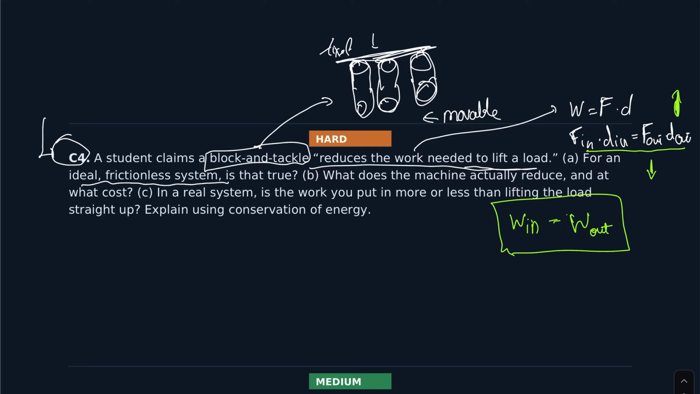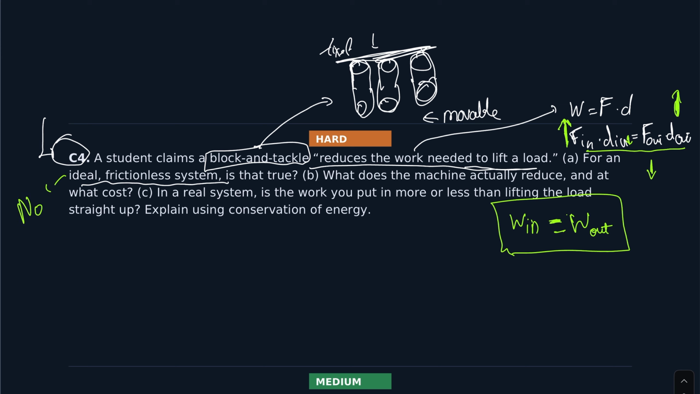You're doing the same amount of work either way. It's just that instead of exerting a large amount of force, you're just pulling it a large amount of distance, which trades that for force here. Okay? Then over here, the machine would increase the force and reduce the distance. So the work in is the work out. You're not reducing the work. It's just that you trade force for distance. Okay, so this would be a no.